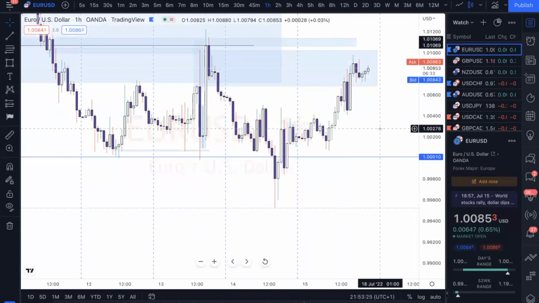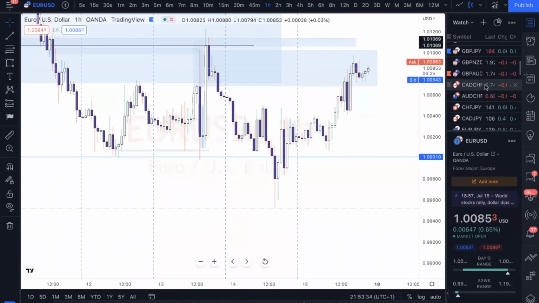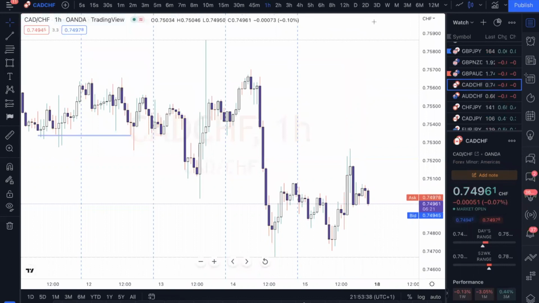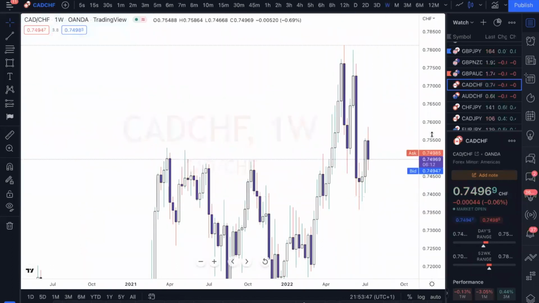Just don't try to hold the trade. If you hold the trade, it means that you've gotten the setup on a higher time frame, like CAD CHF. Like CAD CHF like this. I think, where did I get a setup from? Weekly chart, I think. CAD CHF here like this.